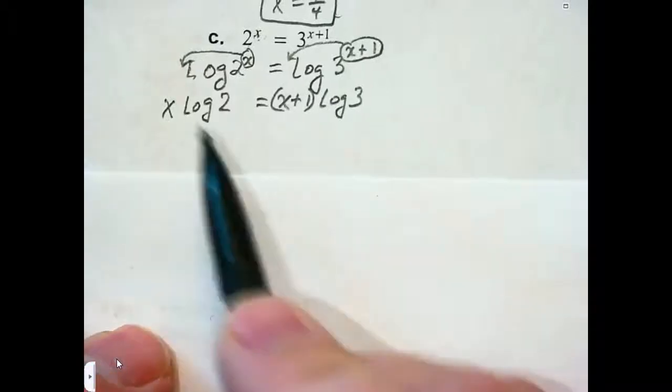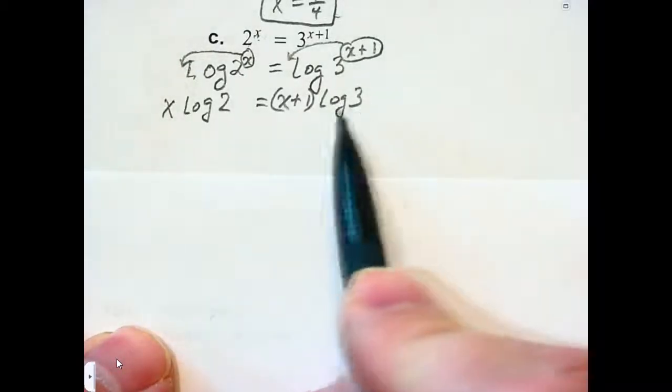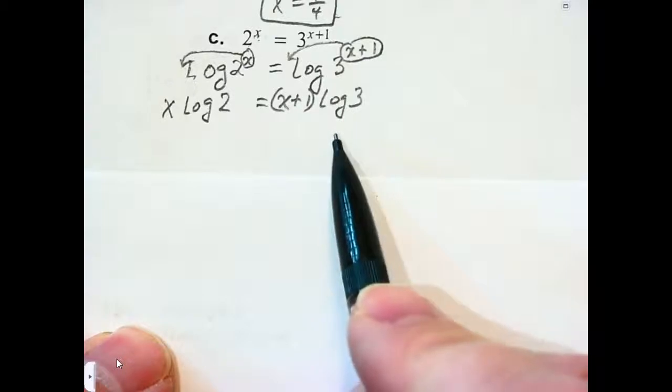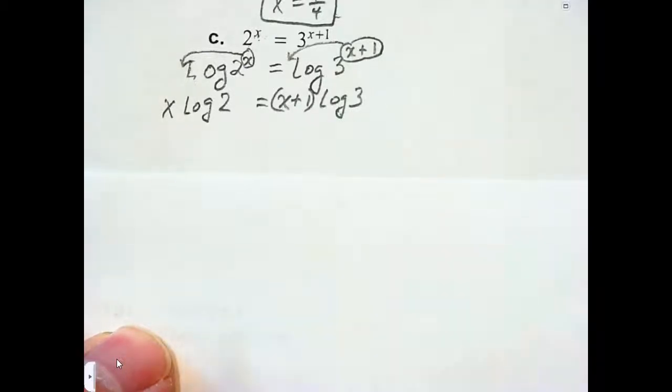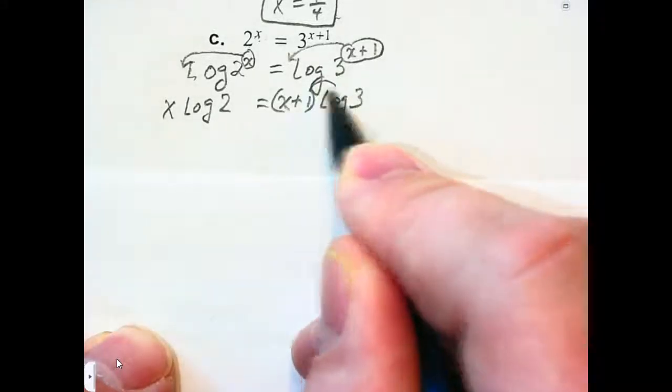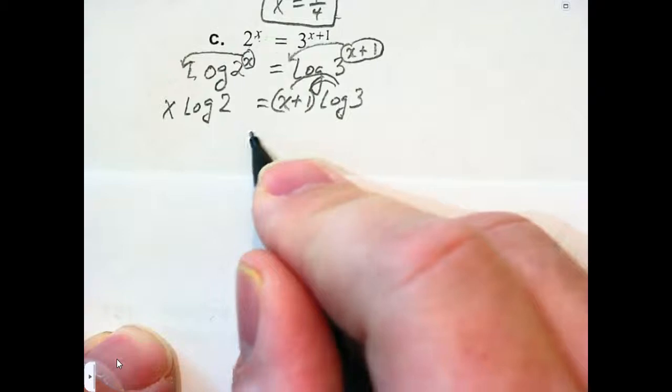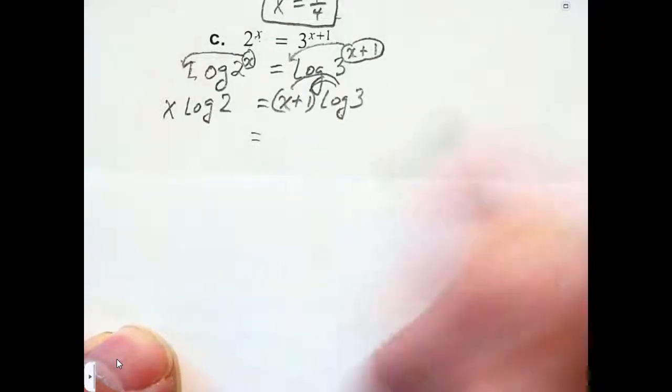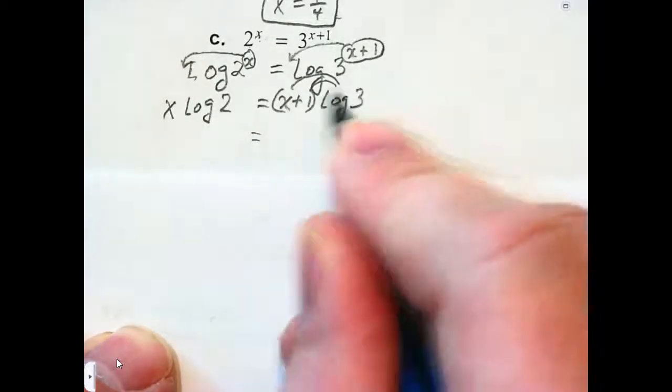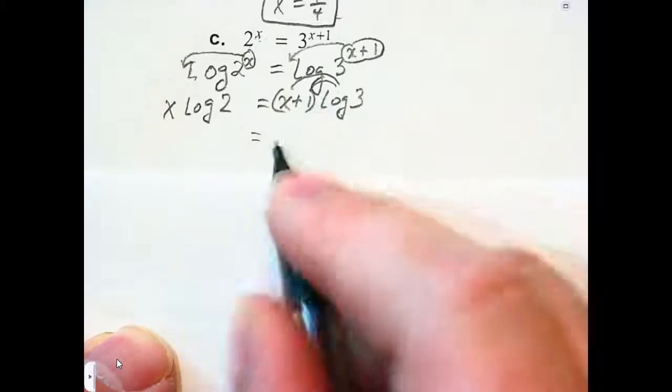And now, note, the log of 3 represents a numeric value. So if I'm going to put all this together and try to get x by itself, the first thing I need to do is distribute this log. So we're kind of unsimplifying here, if you want to think of it that way. So we're bringing this in.